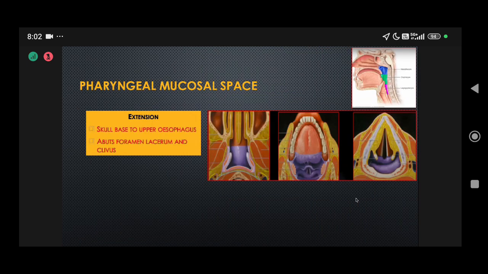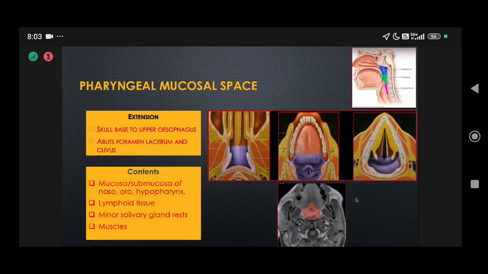Coming to the pharyngeal mucosal space, basically this space extends from the skull base to the upper esophagus, and it abuts the foramen lacerum and the clivus. As we know, the contents are mucosa and submucosa, which extend cranially from the nasopharynx, oropharynx, and hypopharynx. Apart from that, it also includes lymphoid tissue, minor salivary gland rests, and the muscles.